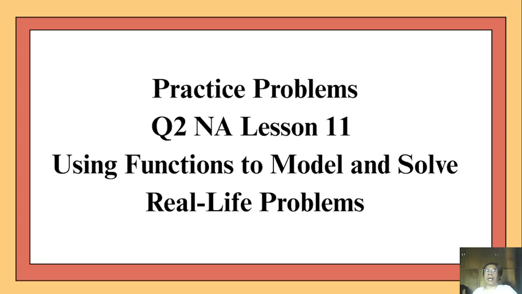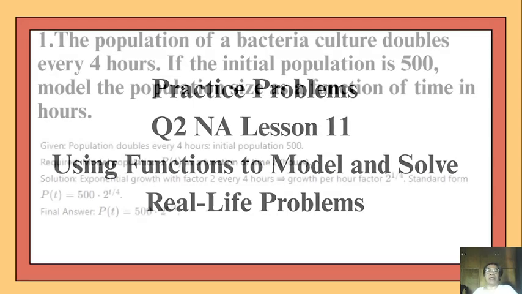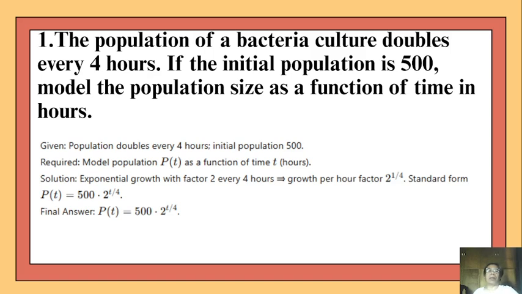And then we have here the practice problems for quarter 2, numbers and algebra, lesson 11, using functions to model and solve real-life problems. Practice problem number 1. The population of a bacteria culture doubles every 4 hours. If the initial population is 500, model the population size as a function of time in hours.